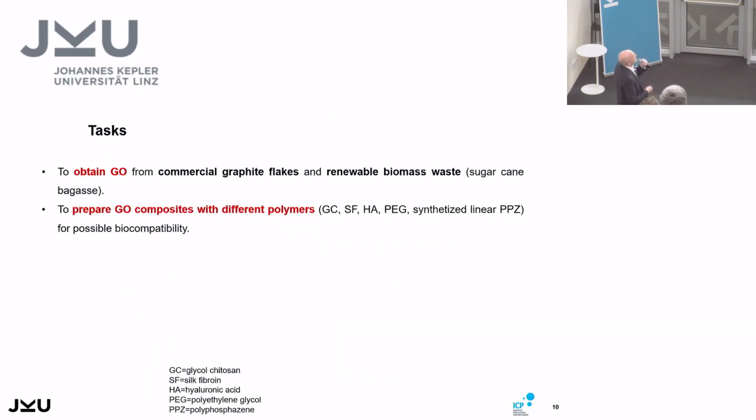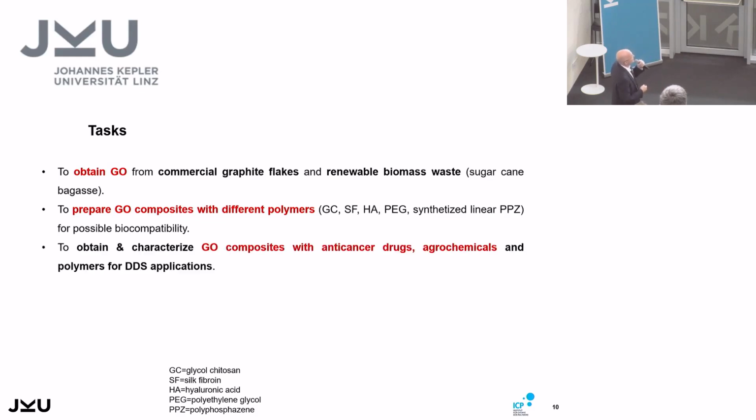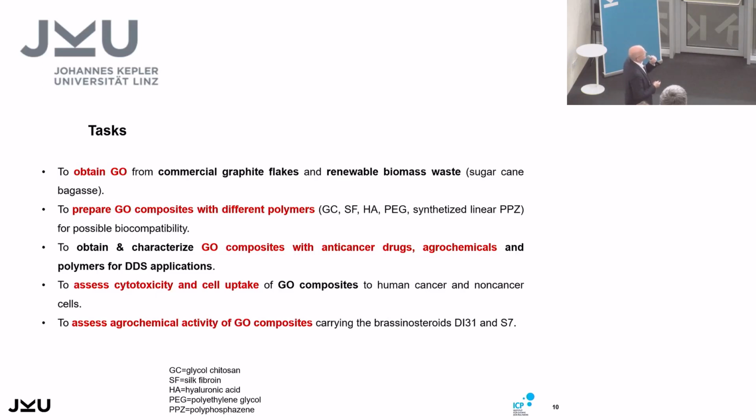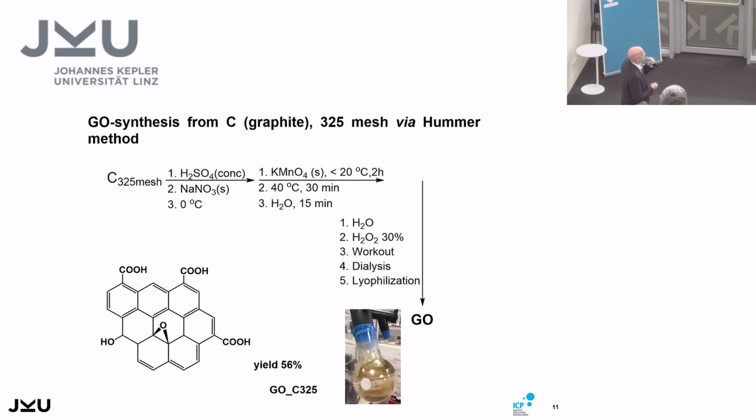So the task was, first of all, in these 2 years to obtain graphene oxide, either using graphite flakes as a base or renewable biomass waste, then prepare the composites with polymers, link that to drugs, and then of course assess cytotoxicity, cell uptake, and the agrochemical activity. So, a short look at the fabrication of graphene oxide.